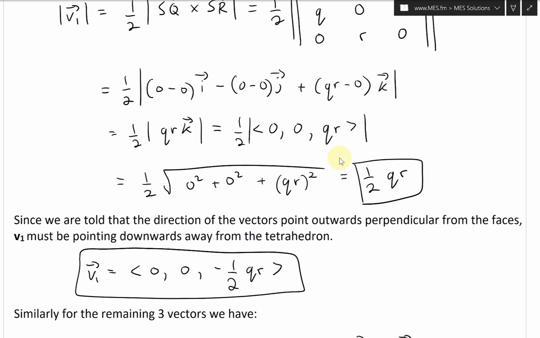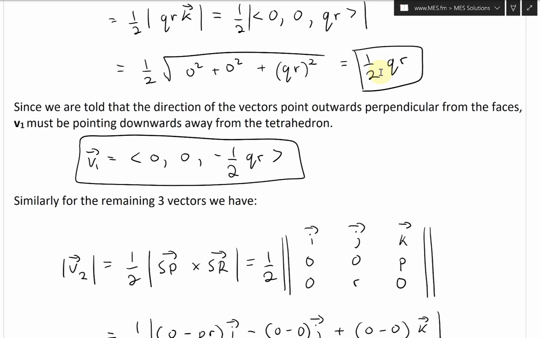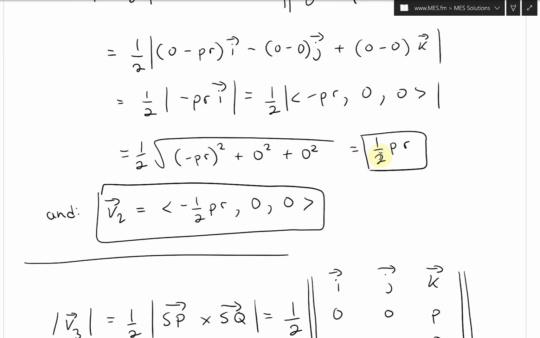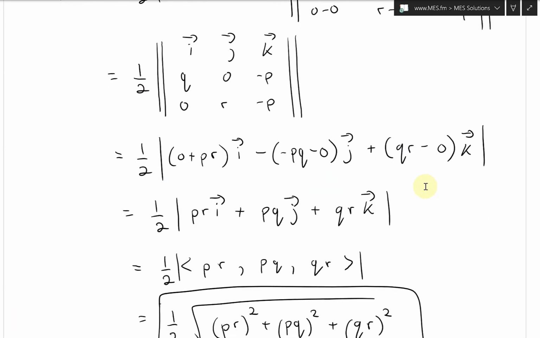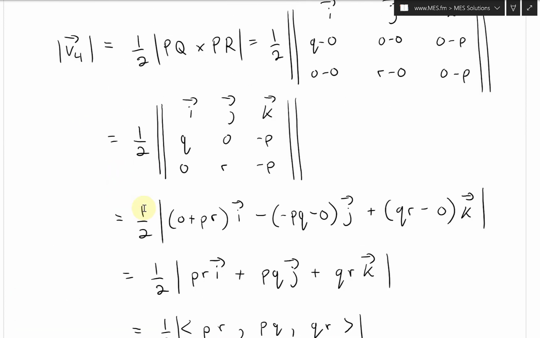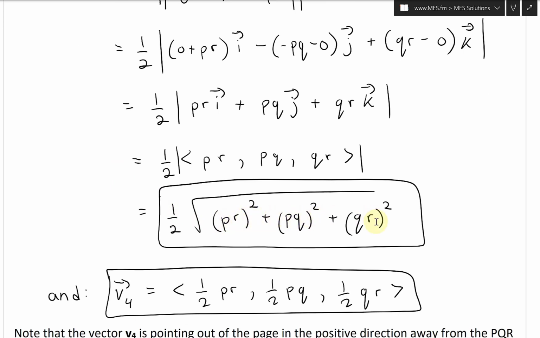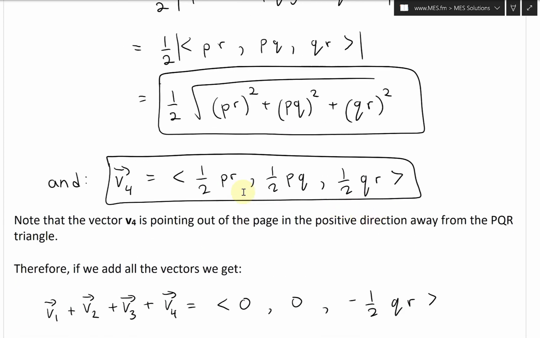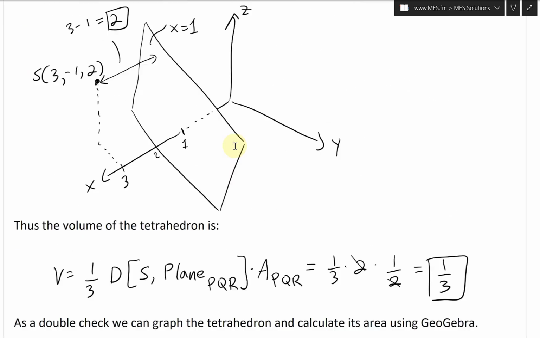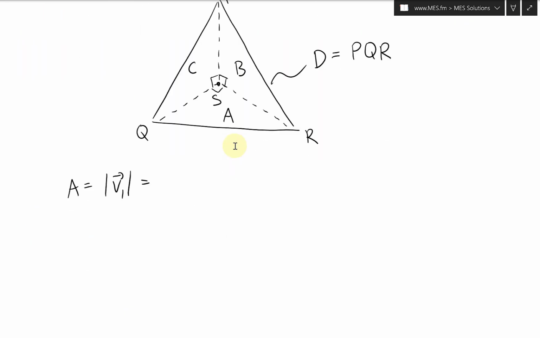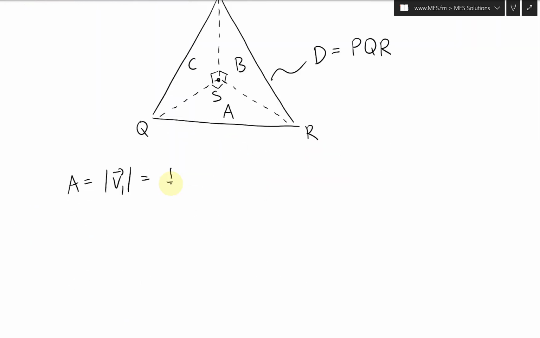And the answers we had were right here: 1/2 QR is V1, then 1/2 PR, and then the other one's PQ right here. Then lastly is this one here. This is V4, and this has all of them: PR, PQ, QR, etc. And you could just move this 1/2 inside, and so on. So let's put this all here. So A equals 1/2 QR, and then B was just equal to V2.